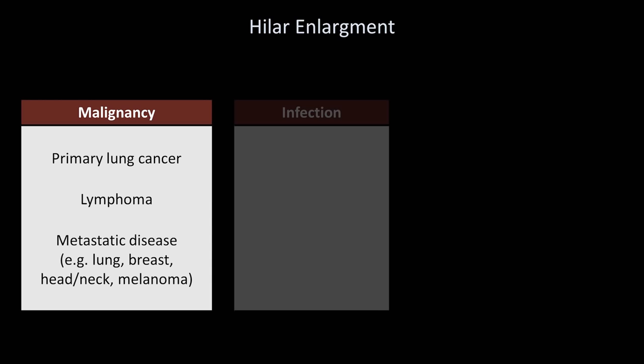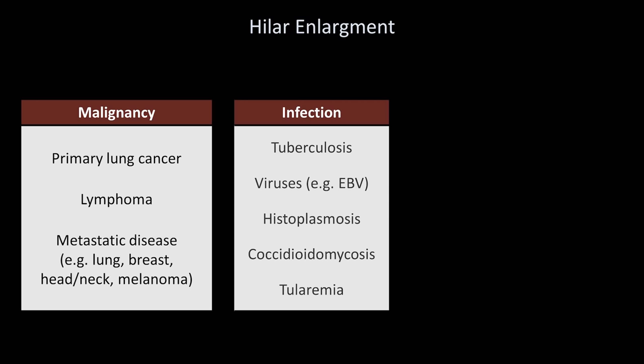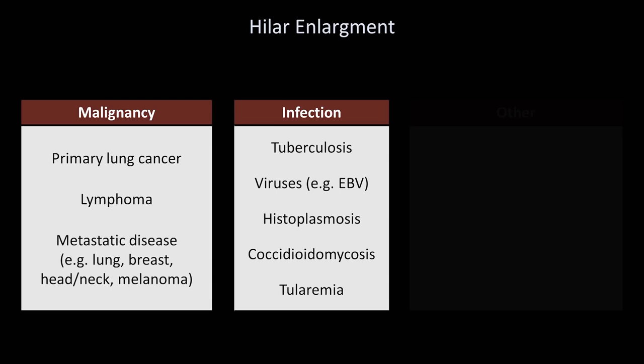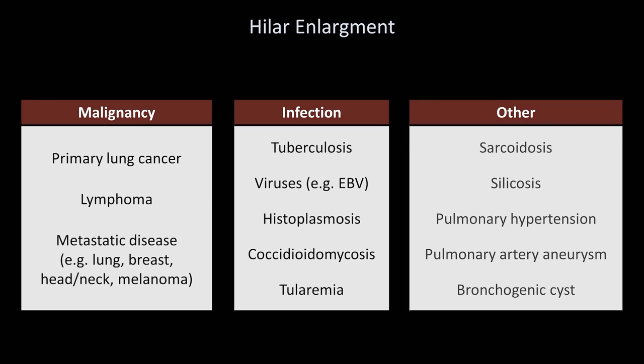The second category is infection, particularly tuberculosis and viruses, but a whole host of rare diseases are included here as well. Depending on where in the world you are practicing and watching this video, there may be many more diseases on your list than listed here. Finally, in the other category are sarcoidosis, silicosis, pulmonary hypertension, a pulmonary artery aneurysm, and a bronchogenic cyst.